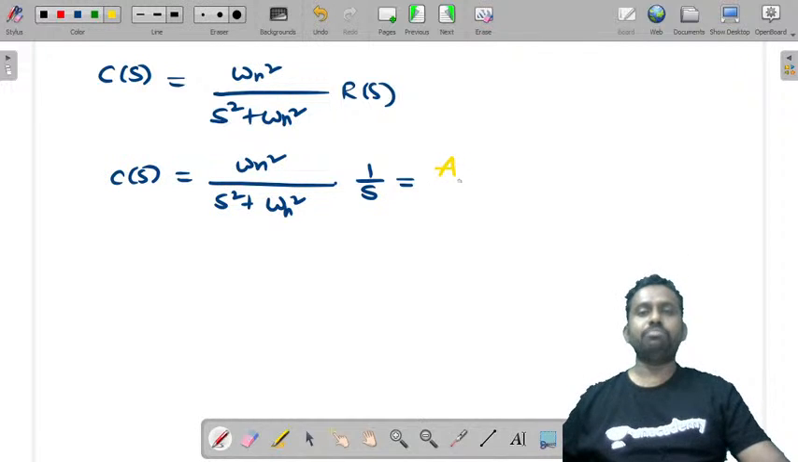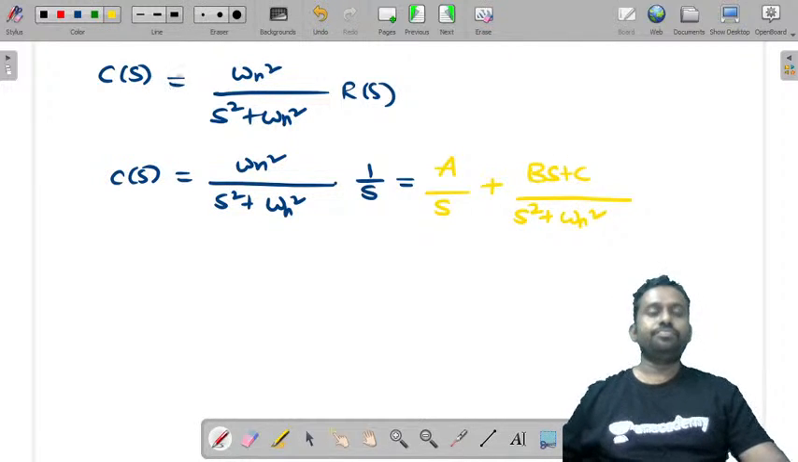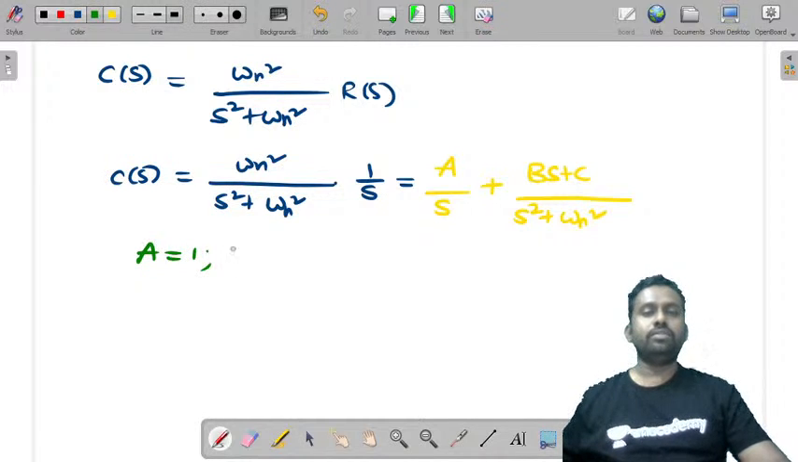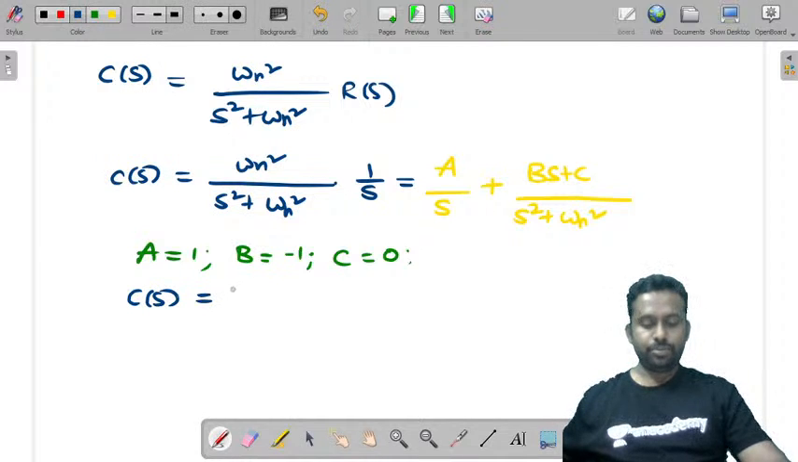So let's take partial fractions. You can write it as A by S plus B S plus C by S square plus omega n square. Only if you do these partial fractions will you be able to apply the inverse Laplace transform. Once you simplify, you'll get A as 1, B as minus 1, and C as 0. Partial fractions is very simple. So from this, you can write C of S.